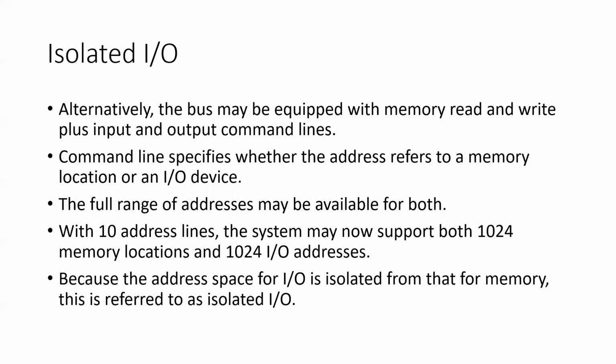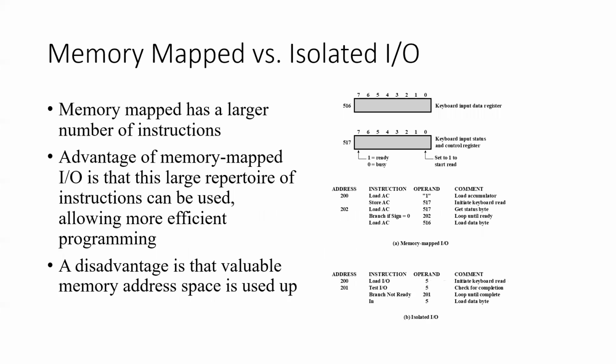An alternative is isolated I/O, where the bus can be equipped with a memory read and write, plus input and output command lines. The command line specifies whether the address refers to a memory location or an I/O device. And so the full range of addresses can be available for both. With 10 address lines, the system can support up to 1,024 memory locations and 1,024 I/O addresses. Because the address space for I/O is isolated from that of memory, it's referred to as isolated I/O. So again, the command line will specify whether we're referring to memory location or I/O device, and we can have the same size address space for either.